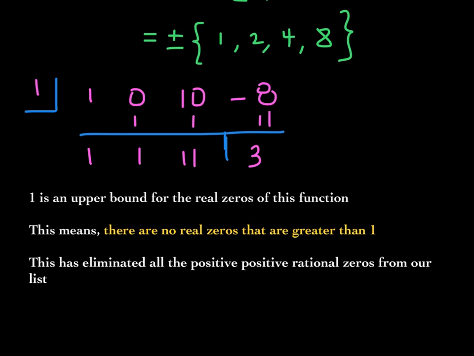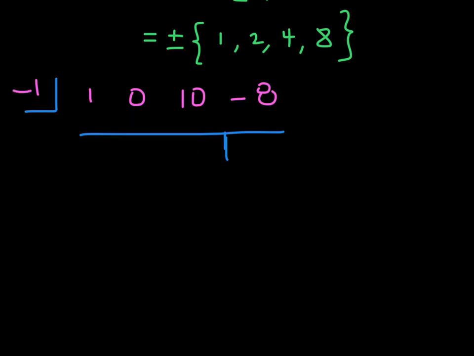All right, so this has eliminated all the positive possible rational zeros from our list. So now our list only has negative numbers in it. All the positives are gone, okay? Now let's check negative 1. I'm ready to check negative 1 in my function, so let's see if it's a 0. Drop down the 1 and go for it.